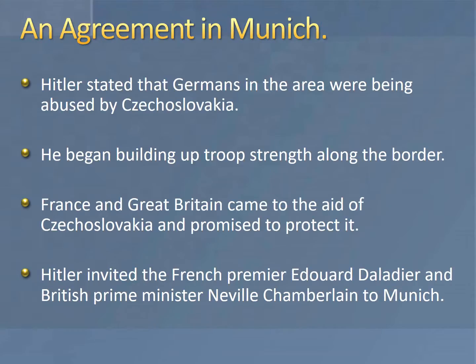Hitler states that the Germans in the Sudetenland are being abused by Czechoslovakia. So he begins building up troop strength along the border between Germany and Czechoslovakia. Now, France and Great Britain go, whoa, hold on, calm down there. What's going on? They say, we're going to protect Czechoslovakia here. You can't just start a war with someone like this, with no real reason per se. So they promise to protect Czechoslovakia.